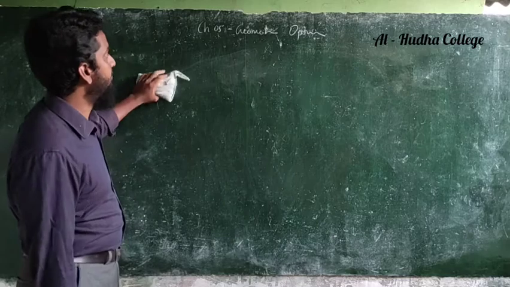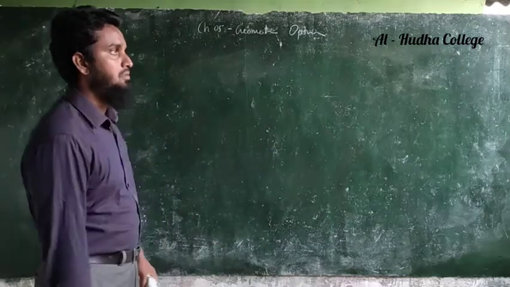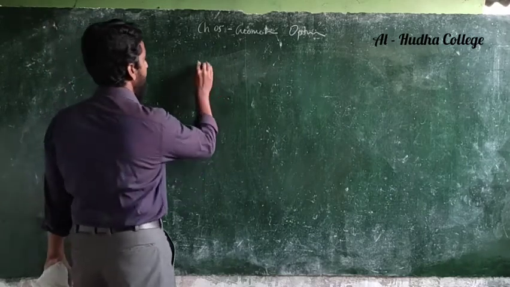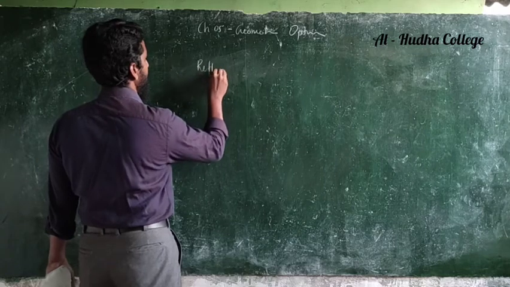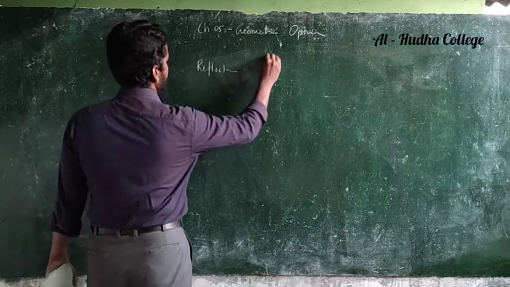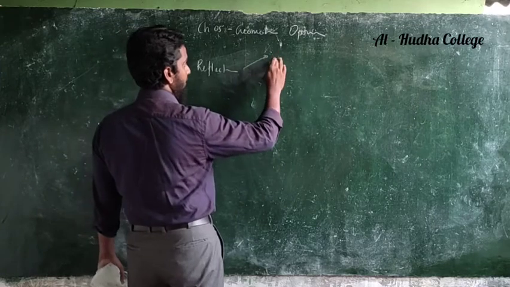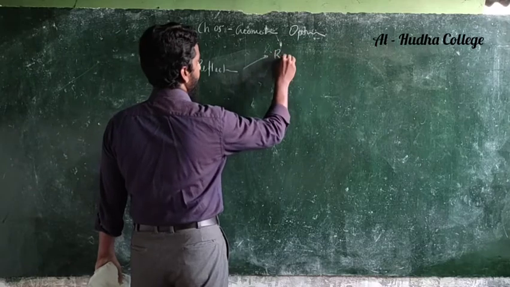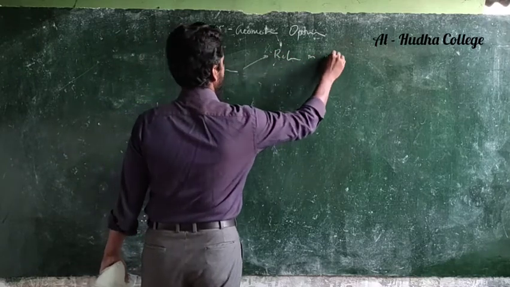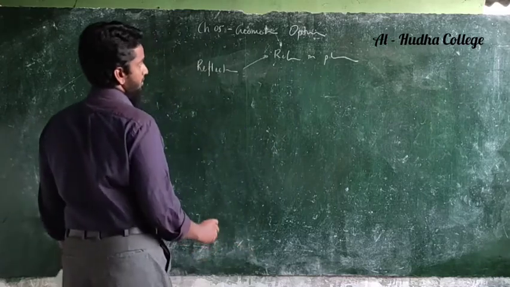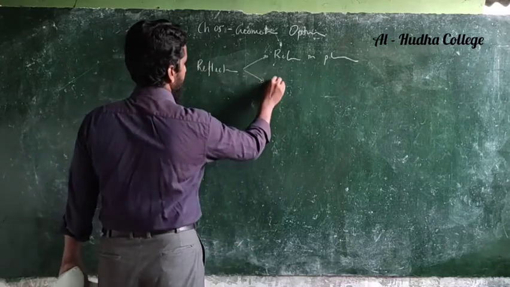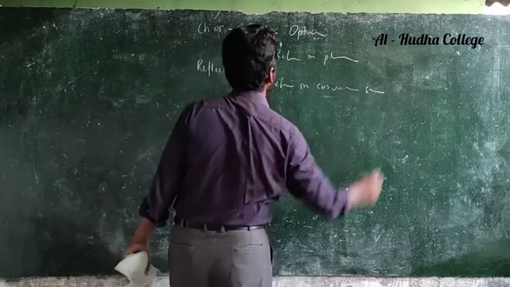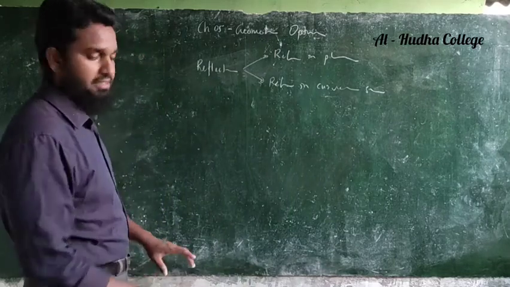Students, in Chapter 5, Geometrical Optics, for grade 11 students, you have started reflection. In the last video you covered reflection in plane surfaces, right? Now in this video we are going to consider reflection in curved surfaces.